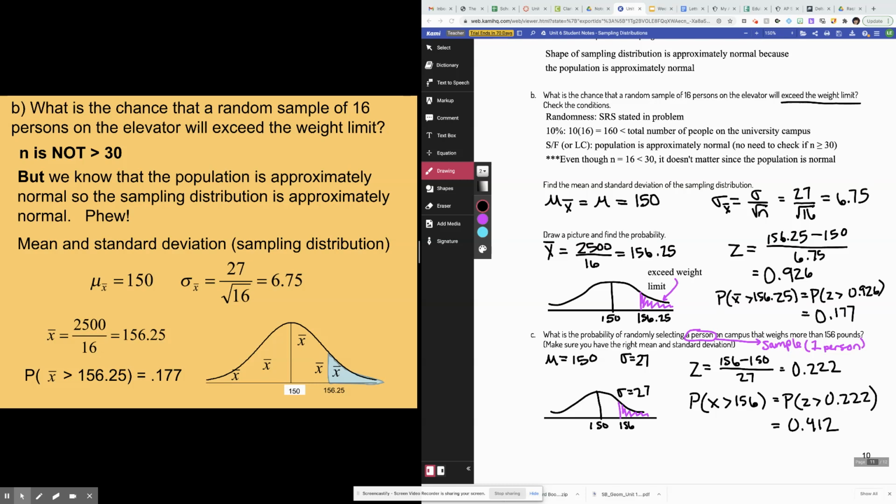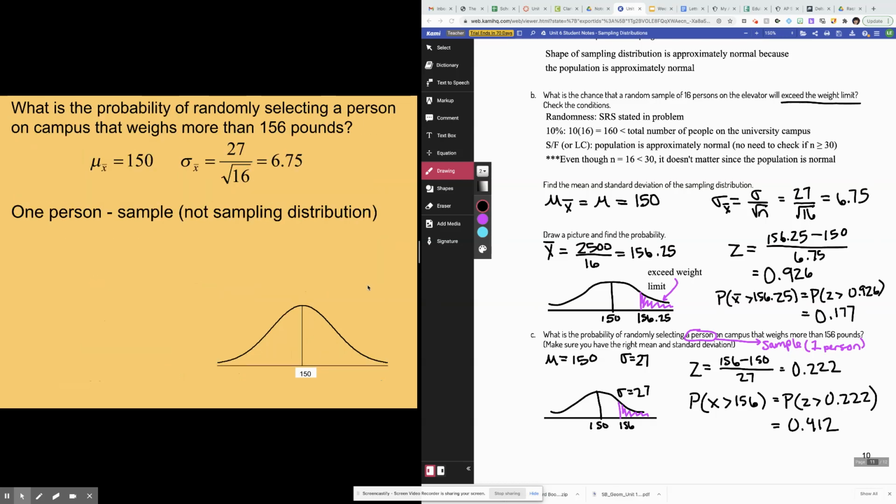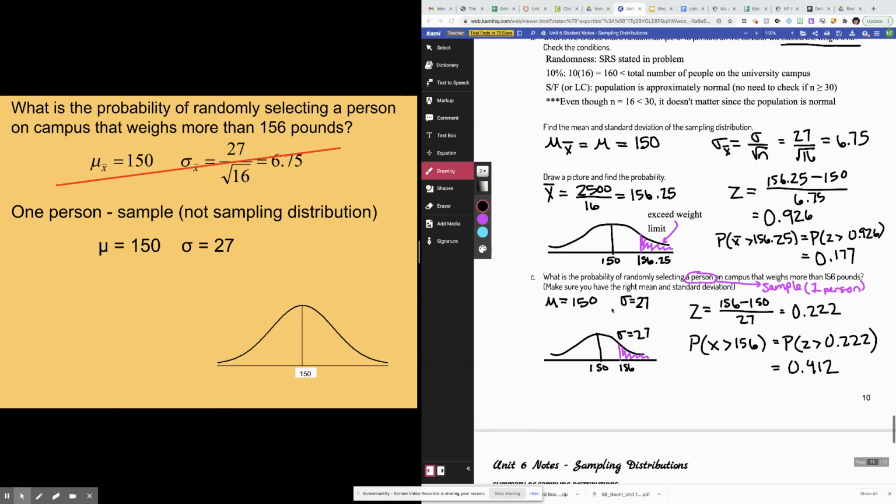Because the normal distribution is symmetric, right? So the area to the left of the negative version is equal to the area to the right of the positive version. If that makes sense. Okay. So that was a long walk to get to the probability that I got here for 16 people exceeding the weight limit, which is 17.7%.